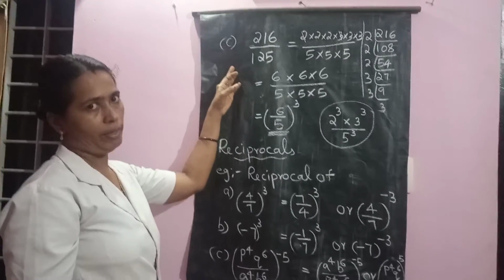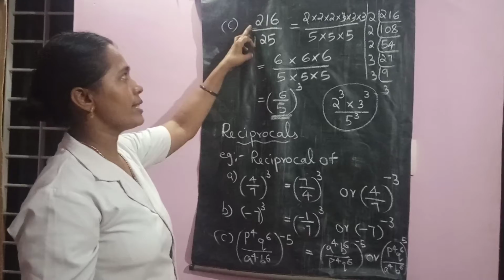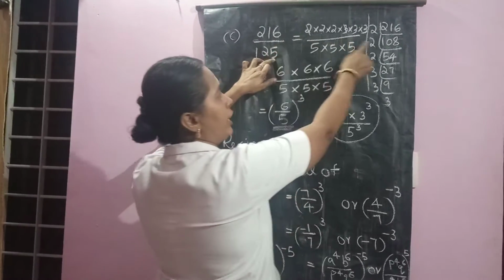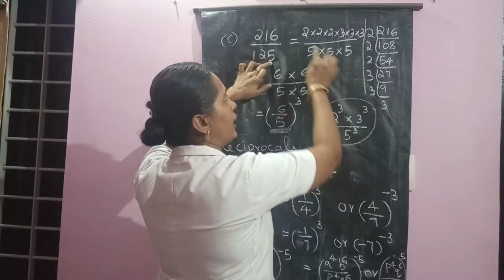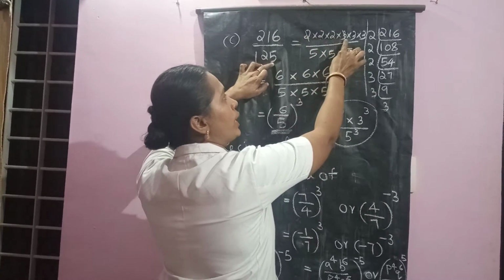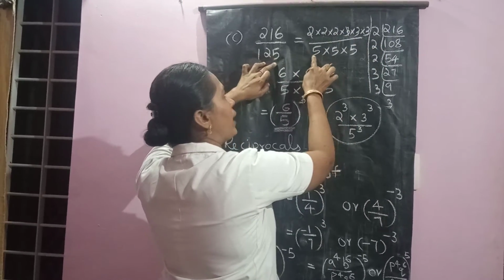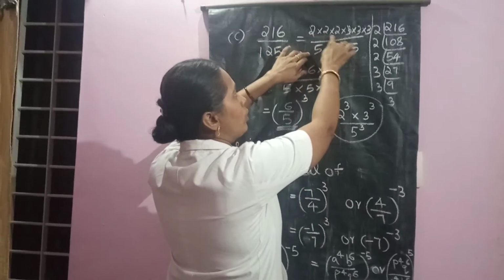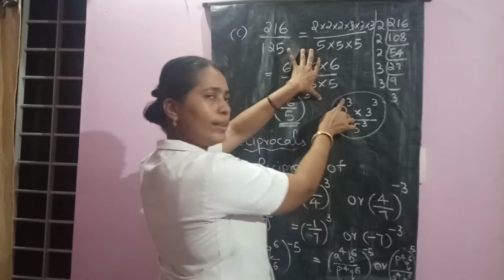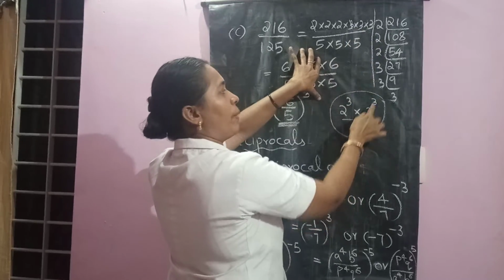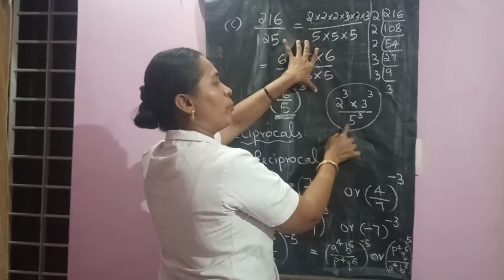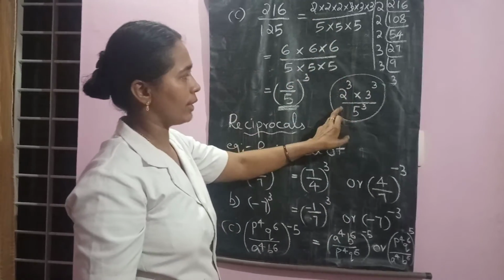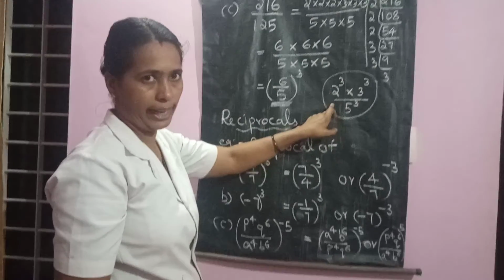So the third question, one more of the same type. 216 by 125 is given to you. We can use prime factorization and write it in the form 2 into 2 into 2, 3 into 3 into 3 by 5 into 5 into 5. Isn't it? So we can write it in the form: how many 2's are used here? 2 power 3. How many 3's? 3 power 3. How many 5's? 5 power 3. So this is also possible for you. Those who are interested can follow this method. This is the correct answer.